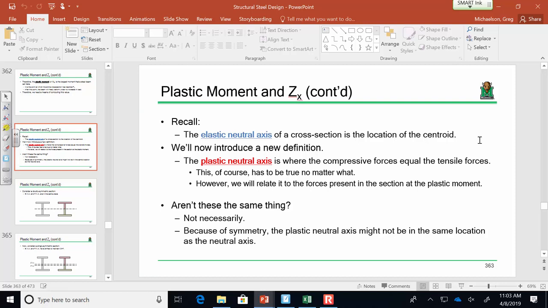The big thing I wanted you to take away from the last lecture is that there is a difference between, first off, the yield moment, which is the moment at which the extreme fibers start to reach the yield stress, and the plastic moment. The plastic moment means where every fiber along the cross-section reaches the yield stress. Because of that, we now have new definitions for a centroid. We have what we're calling a neutral axis. We have 2 different terms.